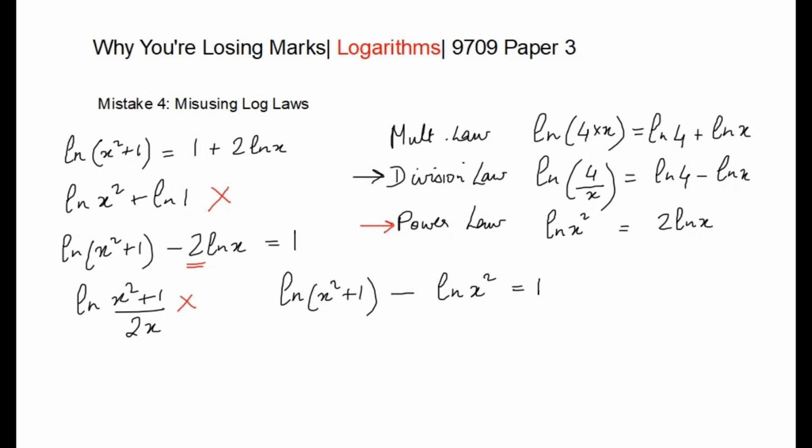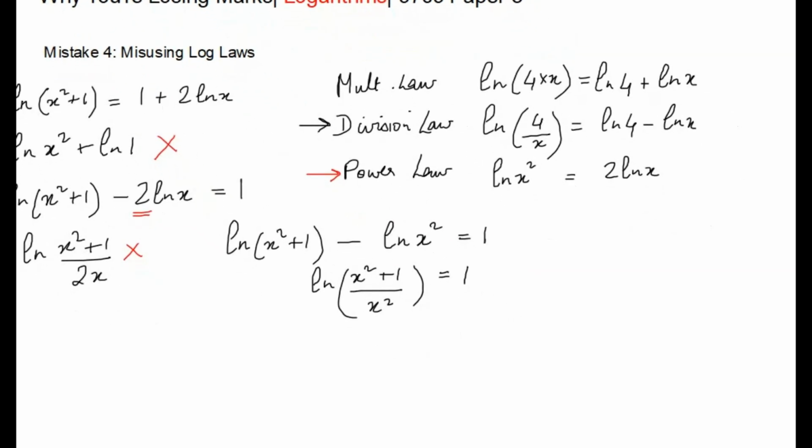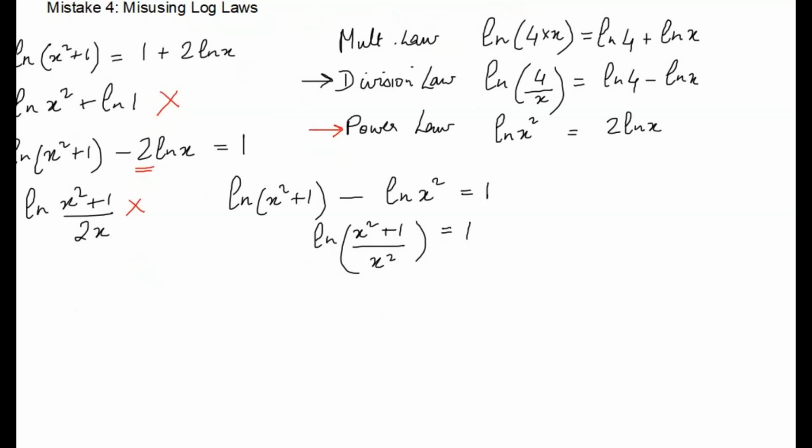So the division law says if two logs are subtracted, you can combine them into a single log with a division inside it. So now we're going to combine these two and make it log of (x squared plus 1) by x squared is equal to 1. Right? So now we have a single log on one side and a constant on the other side. We're not going to do any kind of expansion here anymore. We're going to straight away convert it into an exponential equation.